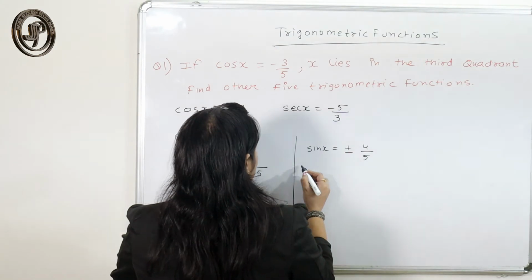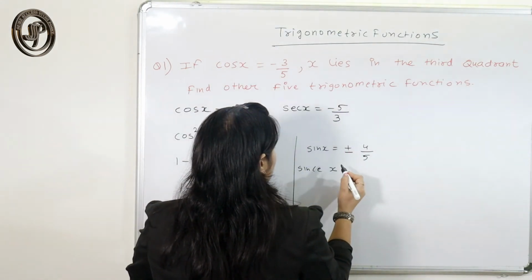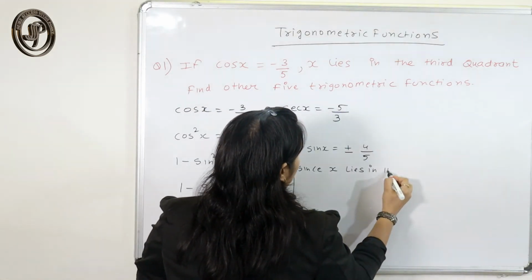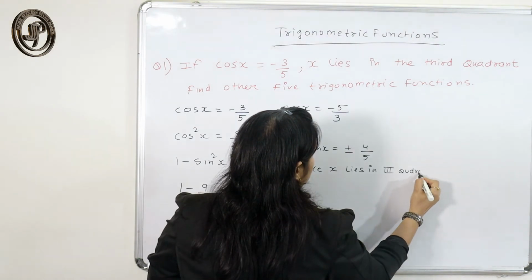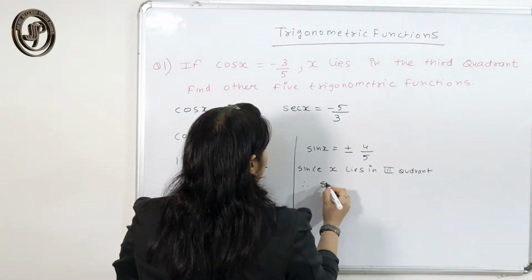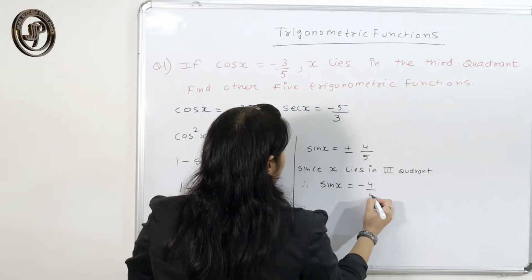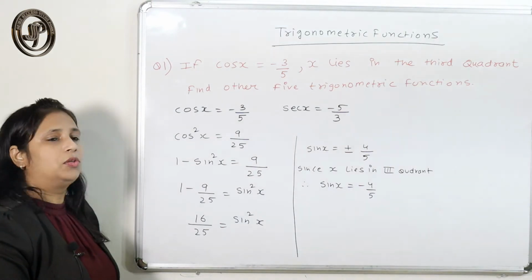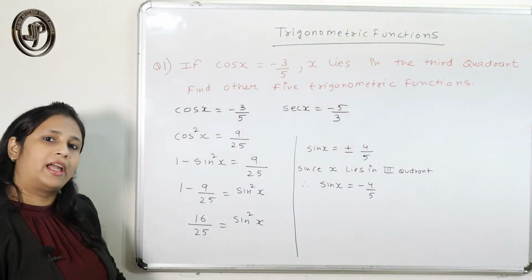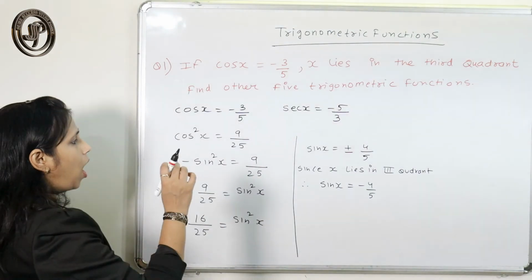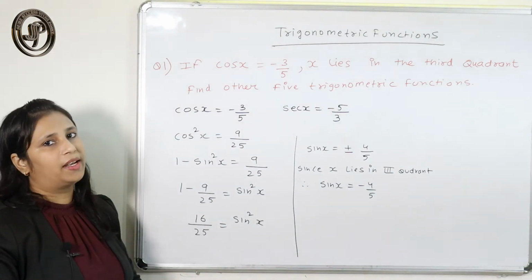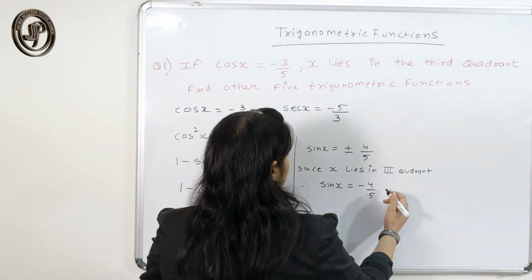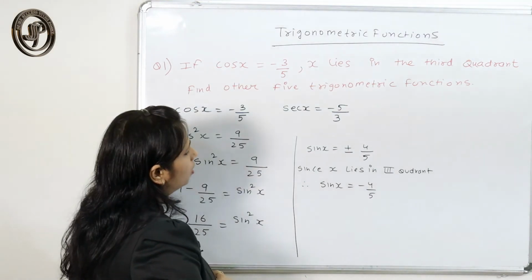But since you have to mention this, x lies in which quadrant? x lies in the third quadrant. Since x lies in the third quadrant, and in the third quadrant sine is negative, you have to prefer the negative sign here, because we know in the third quadrant only tan and cot are positive, the rest are negative. So out of plus and minus we choose the minus sign for the sine function. Okay, so we have found the value of sine.